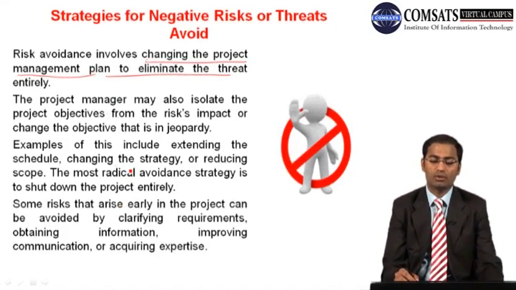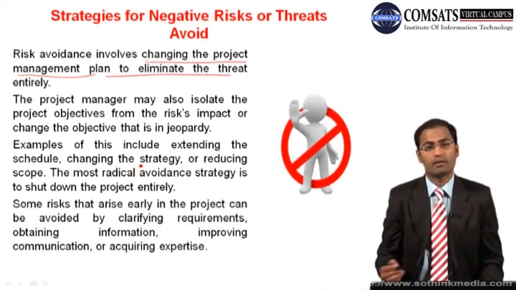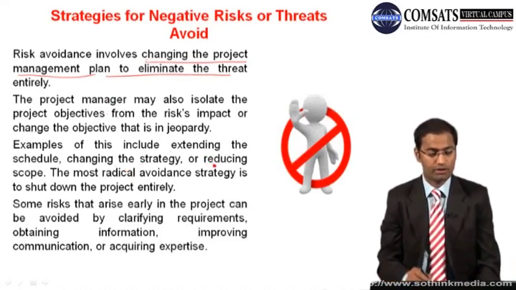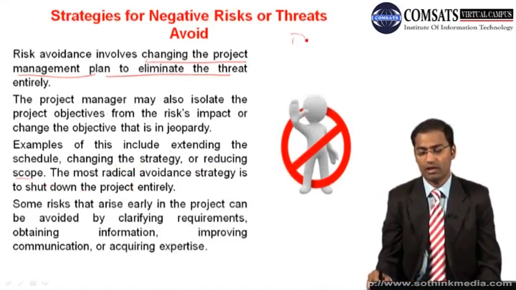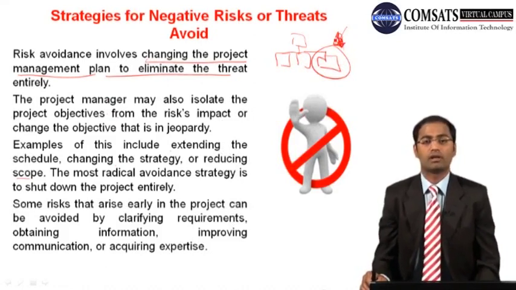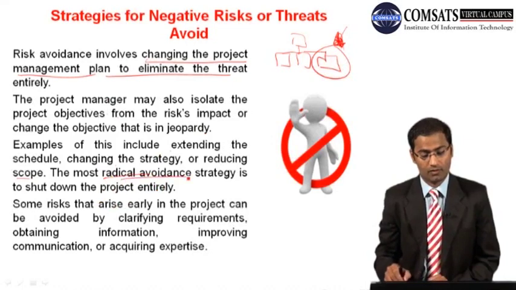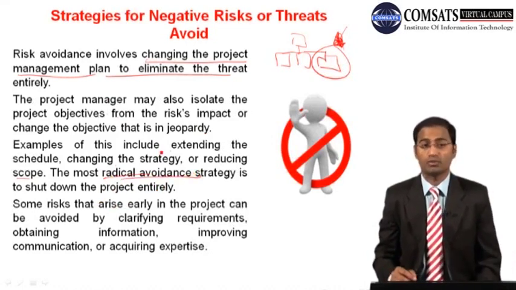The project manager may also isolate the project objectives from the risk's impact, or change the objective that is in jeopardy. Examples of this include extending the schedule, changing the construction strategy, working methodology, stuff like that, and or reducing the scope. So we are having this risk on this work package. We actually try to eliminate this one. We are not going to do that. The most radical avoidance strategy is to shut down the project entirely. Now there may come a point where you want to do that.